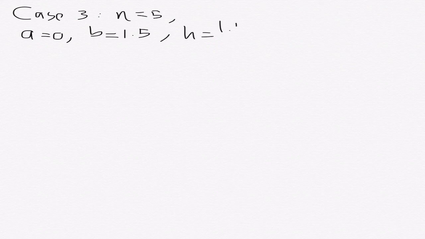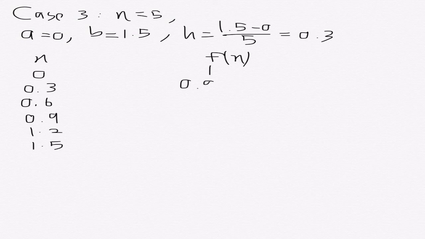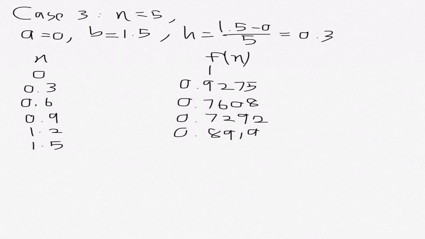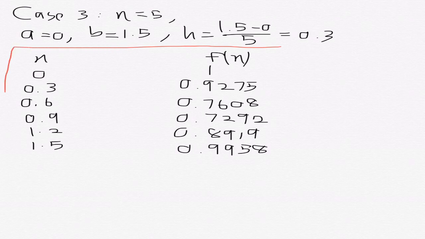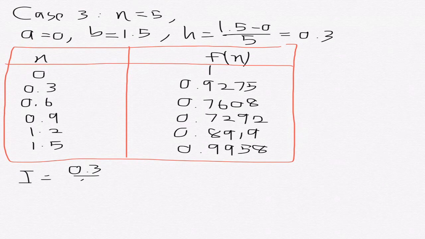In case 3, we have a higher number of n, whereby you get a smaller value of h. So do the same thing, substitute the x values into the function f(x). Repeat the same step, and we substitute into the general formula.